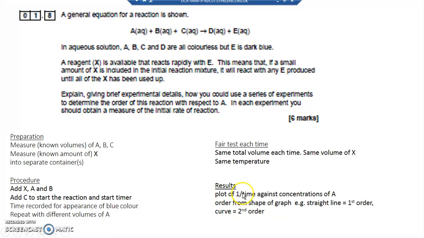And then we're going to plot a graph of 1 over time against the concentration of A. That's fairly standard for working out the order from a rate equation. The shape of the graph will tell you what order with respect to A it is. If it's a straight line, it'll be first order. If it's a curve, it'll be second order.